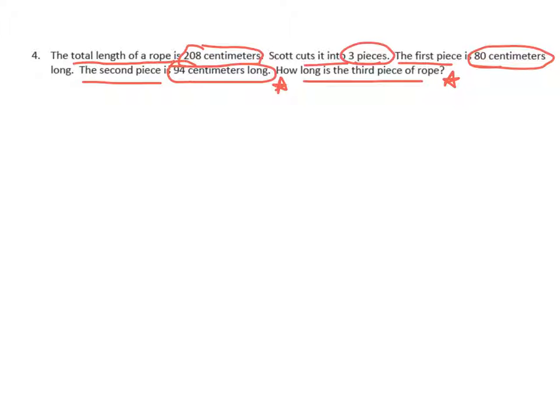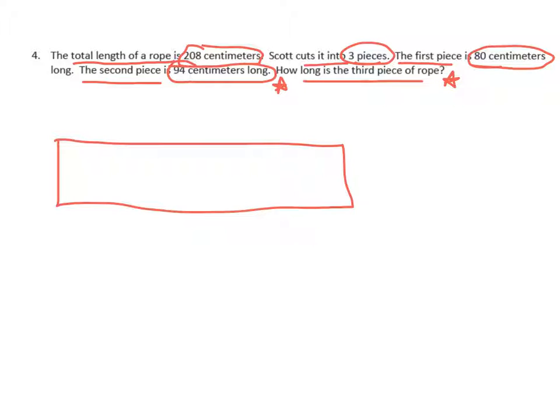So the first thing I'm going to do is draw a picture. I'm going to draw a large piece of tape. I'm going to look back at my first sentence. It says that the total length of the rope is 208 centimeters. So I'm going to put that at the top of my tape diagram, 208 centimeters. It next tells me that Scott cuts it into 3 pieces. So I'm going to make 3 pieces of tape.